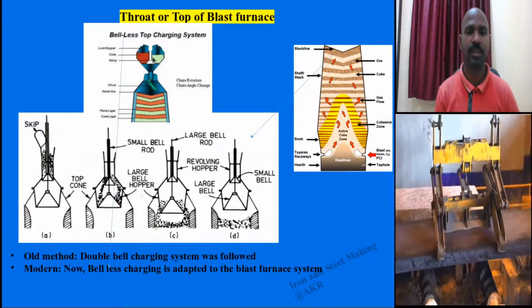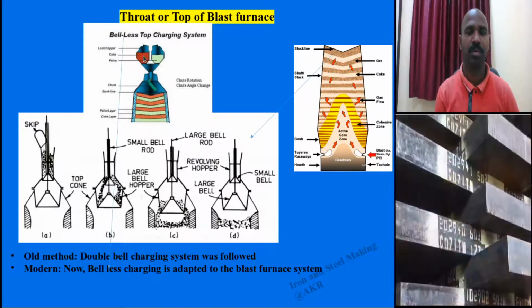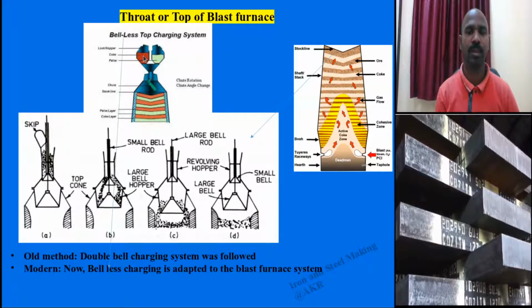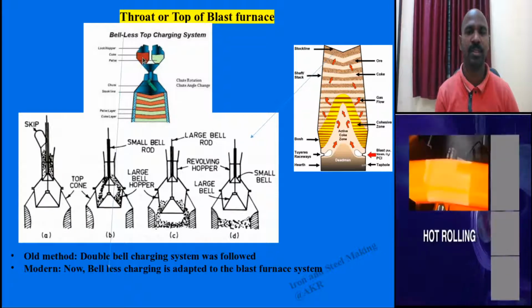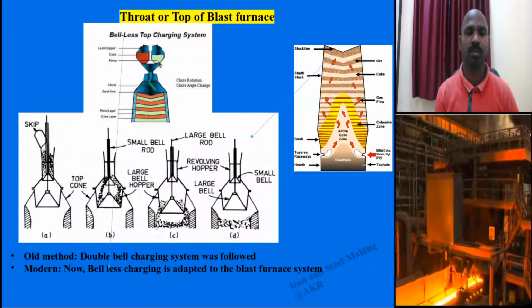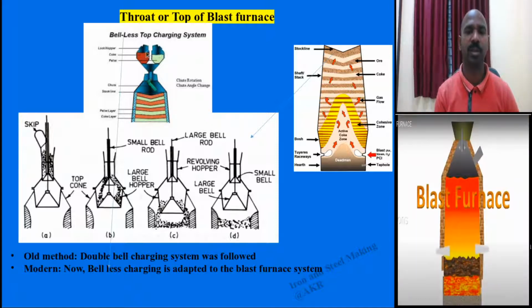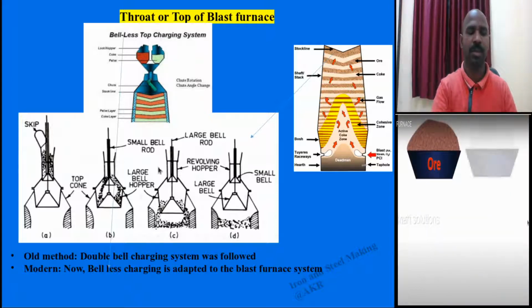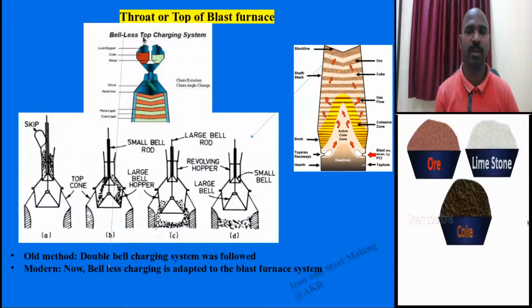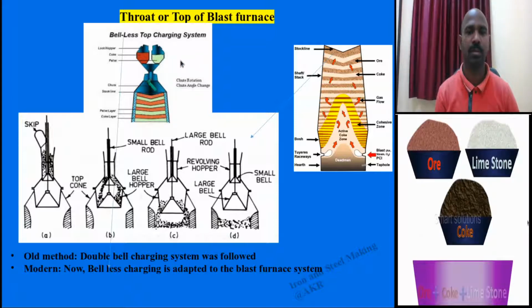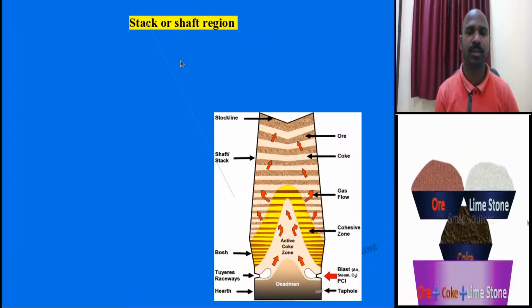And the modern design is the bell-less charge system. So you will be taking out these separate hoppers, or we call them bins. This is coke and these are, for example, iron ore pellets or iron ore. Separately you will be filling and combinedly you will be sending into the stack zone directly, and there will not be a two-bell system in the modern furnaces. This particular point needs to be highlighted in this cross section.